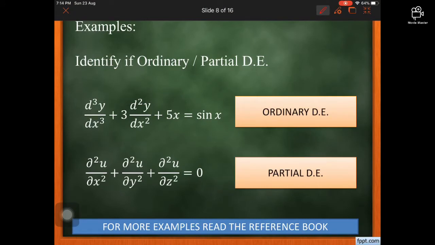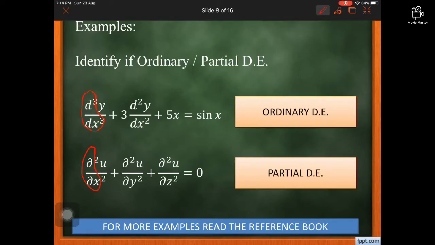So let us first distinguish the difference between the ordinary and the partial. First, you can see that in the ordinary, we use the symbol for derivative as d over dx, while for partial, we use this symbol, which says that you are having a partial derivative.